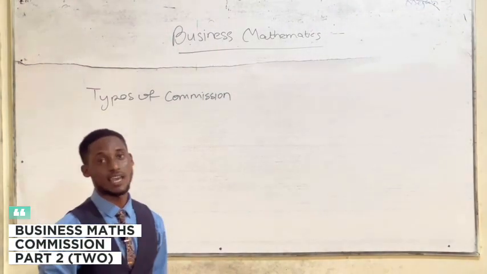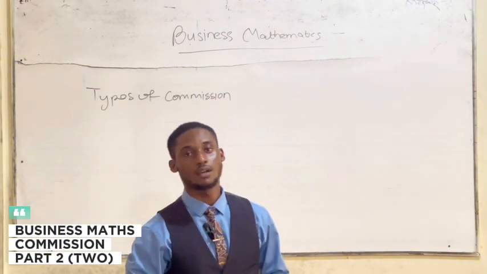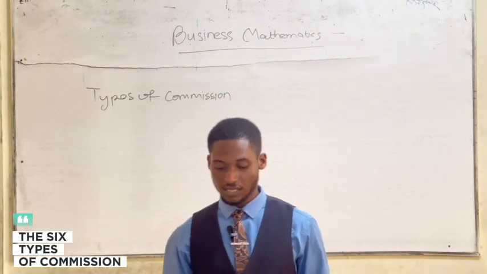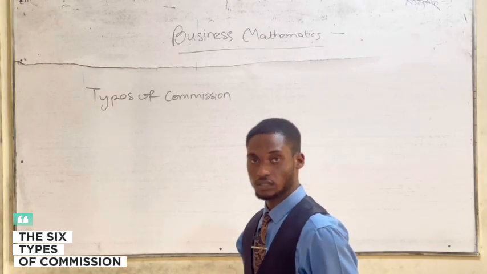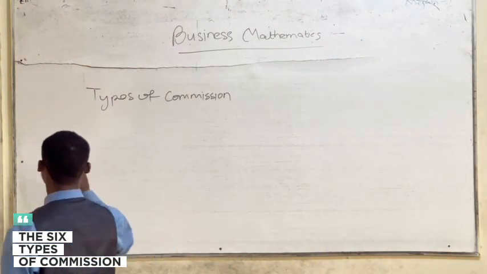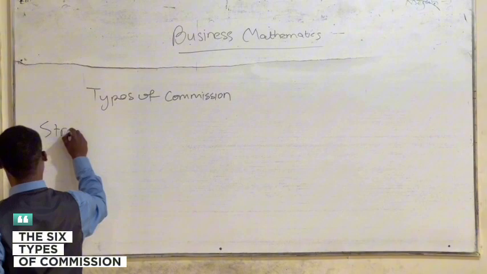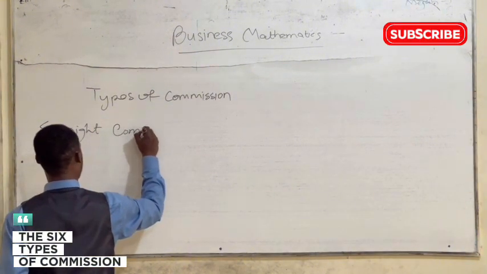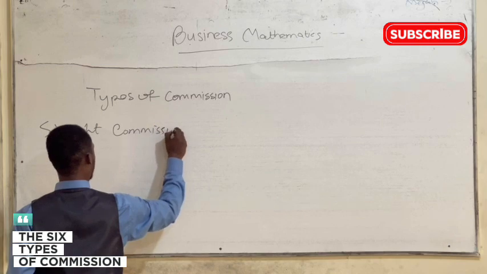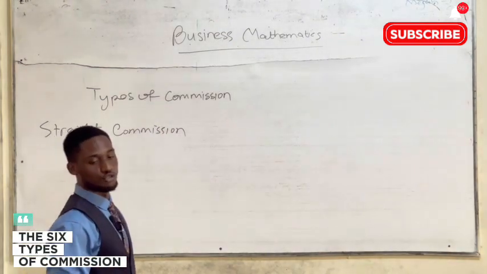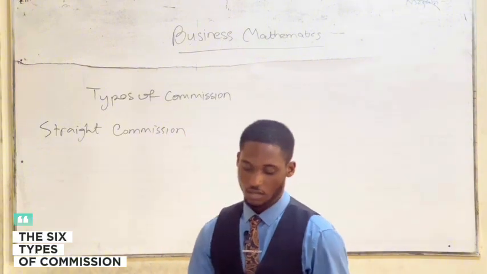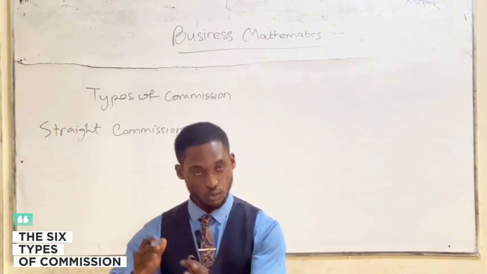There are 6 types of commission. It starts with straight commission. Straight commission. We have salary plus commission. We have salary plus bonus commission.